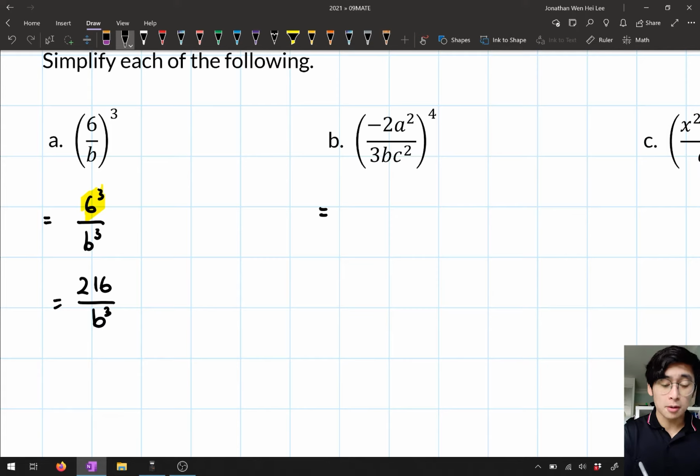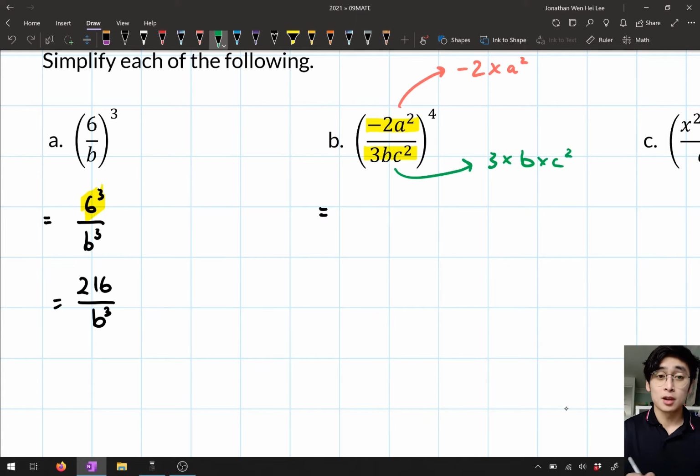The next one actually combines what we looked at in the last section with the products with that division. So here we've got -2a squared over 3bc squared. Notice in both the numerator and the denominator, we've actually got a product. So for example, here we've got -2 times a squared, and in our denominator, we've got 3 times b times c squared. So we're going to combine both of those rules that we looked at in today's lesson all in one.